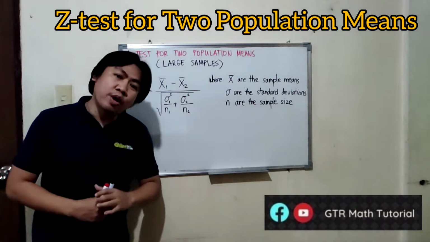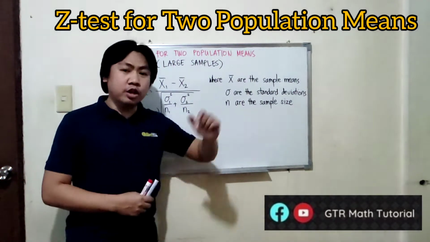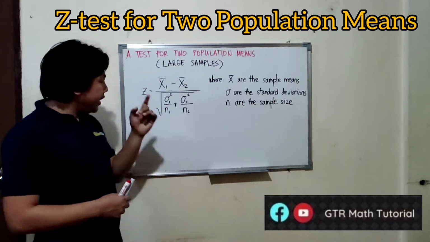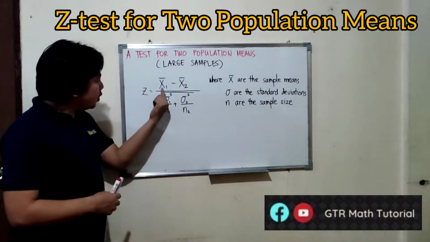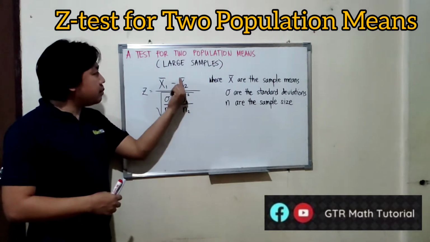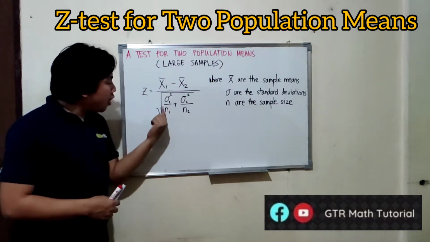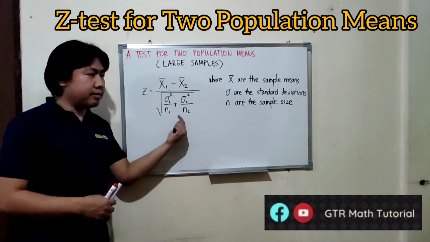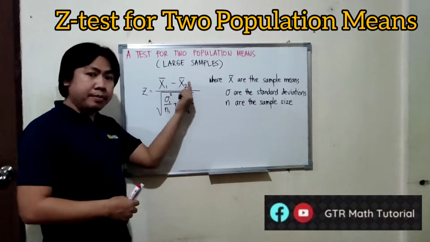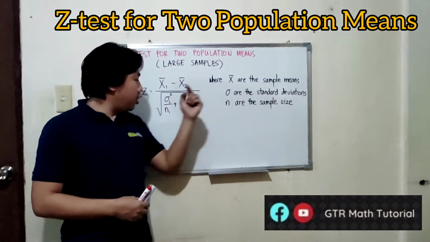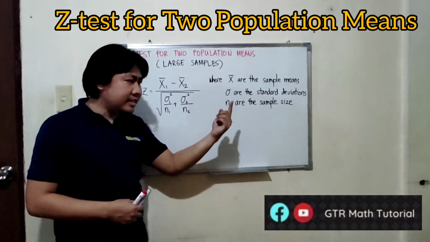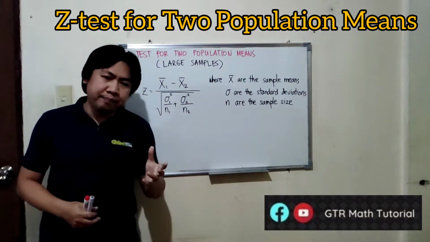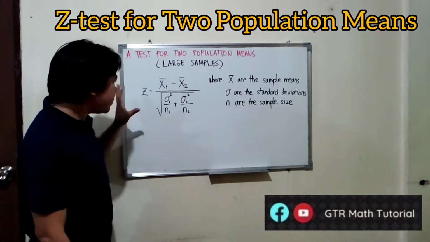So in this video lesson, we will discuss a test for two population means. So testing hypothesis for two population means for large samples. So here's our formula. Z is equal to x bar sub 1 minus x bar sub 2 all over the square root of sigma sub 1 square over n sub 1 plus sigma sub 2 square over n sub 2. Where x bar are the sample means, sigma are the standard deviations, or sigma square are the variances, and n are the sample size. Z is the Z test. So we're going to use the Z table for this lesson.